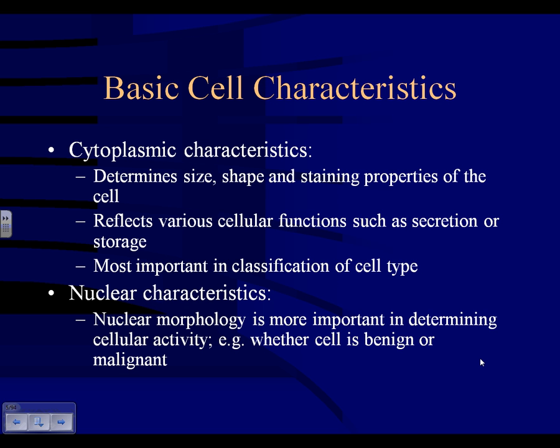Does it secrete? Does it store? Is it like a fat cell that stores fat, or does it make granules to be secreted? We'll talk more about that later. This is very important in classifying where that kind of cell is coming from. Nuclear morphology is really not so important in determining what that cell does, but rather whether it's benign or malignant. That's difficult to appreciate, and I'll show you some pictures later on.